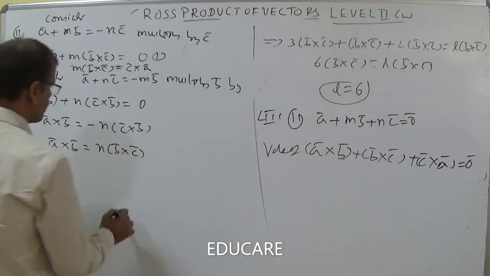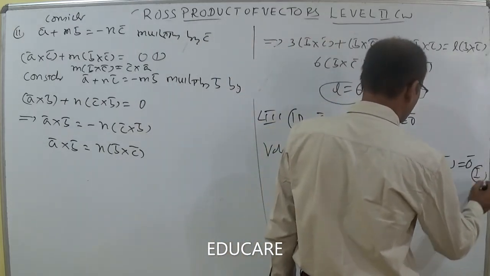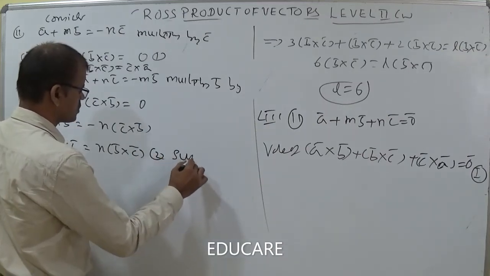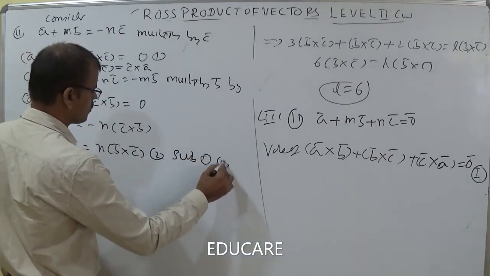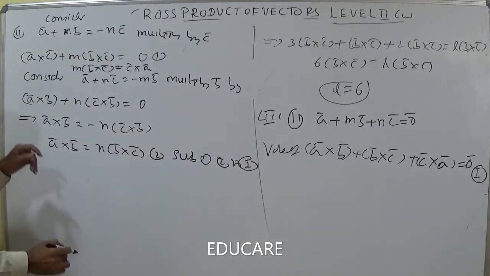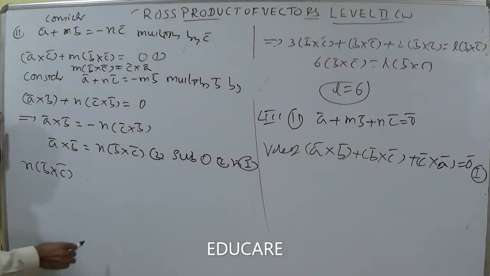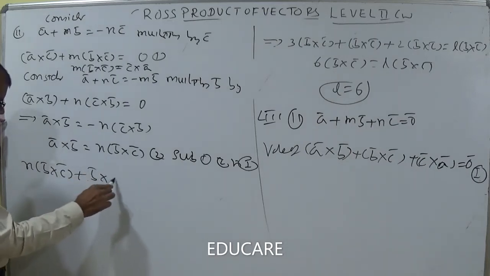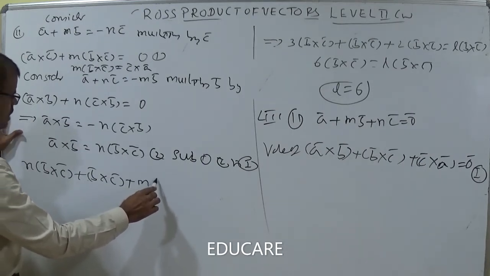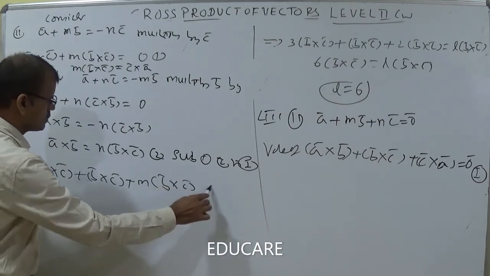Now you can substitute the value in the given equation. Let it be Roman number 1, and this is the second one. Substitute the values 1, 2 in Roman number 1. We get, instead of A cross B, N into B cross C, plus B cross C, plus instead of C cross A, M into B cross C, equal to 0 bar.